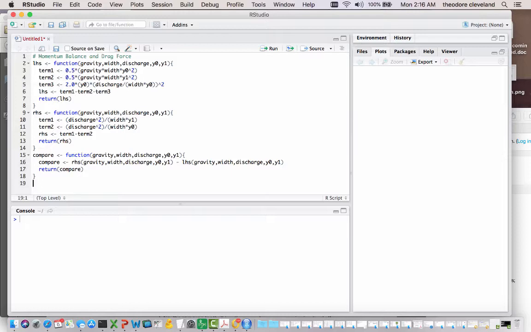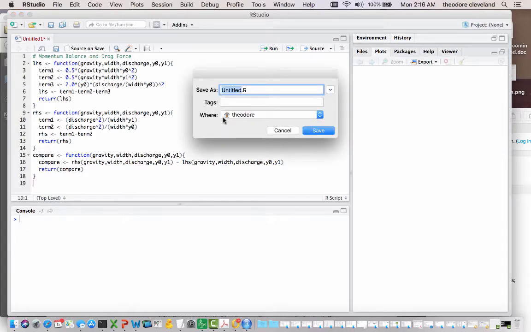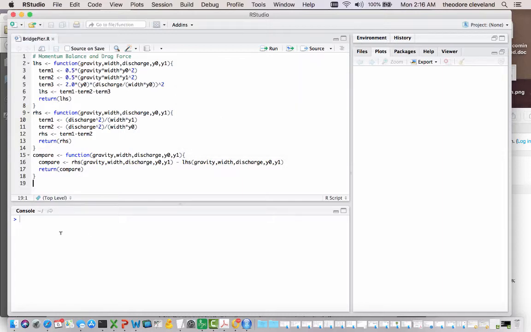All right, let's save this as bridge pier. Hit the Save, source it. Actually, let's clear the workspace. Good. All right, so now everything's loaded in, and so all we have to do is a compare.